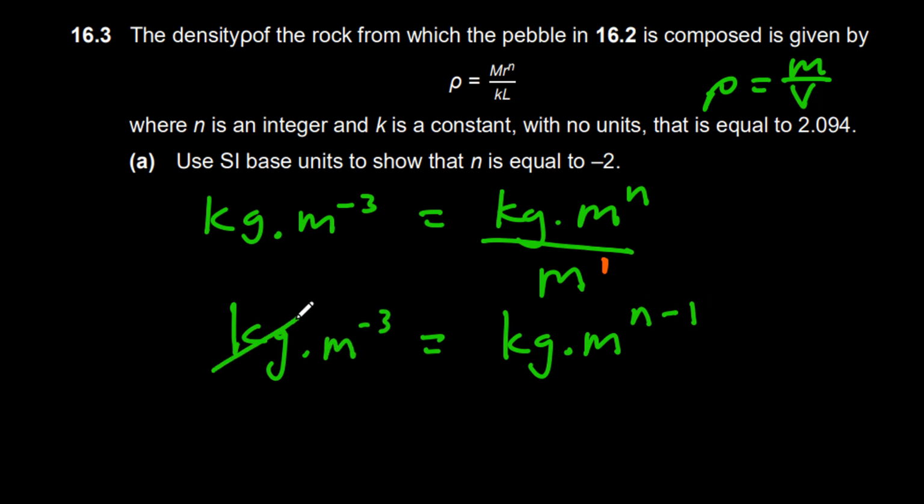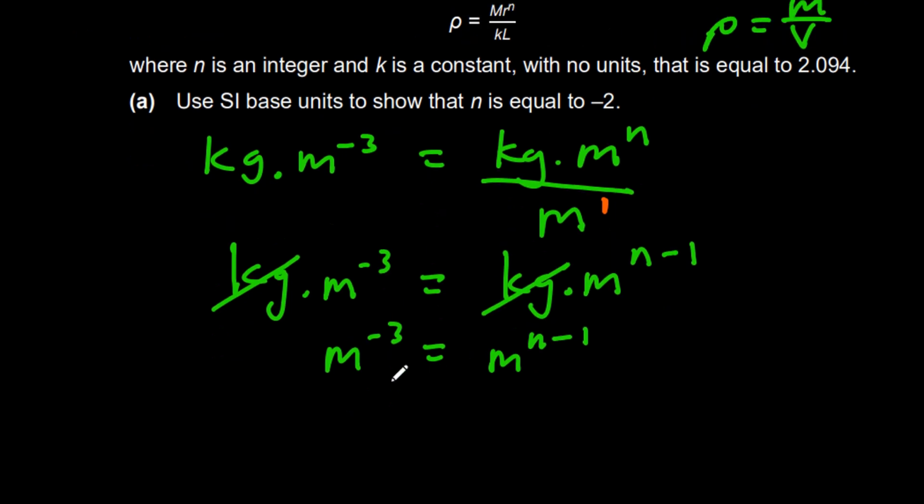We can cancel the kilograms on both sides, and we have m to the -3 equals m to the n minus 1. Now we can use another rule of exponents, or law of exponents, which says when we have an equation and the bases are the same, the powers must be equal. So we can see that n minus 1 must equal -3. And solving for n, we'll have -3 plus 1, which is -2.